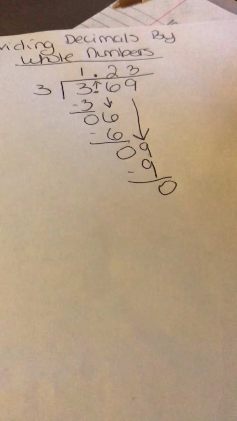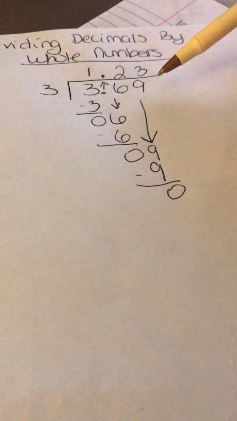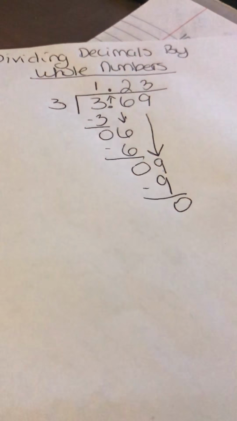So divide them as if they are whole numbers. Ensure that the digits on the top were placed in the correct location. And then the decimal point just moves straight up into the quotient.